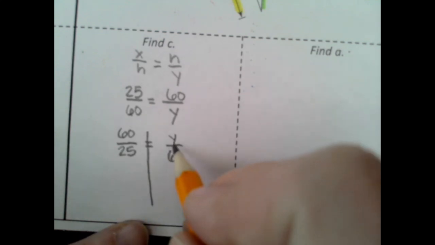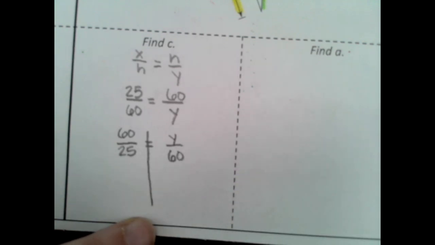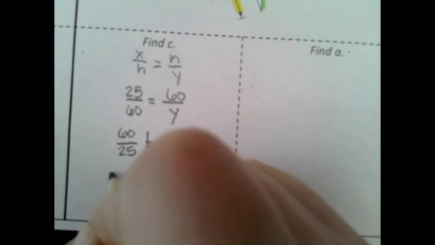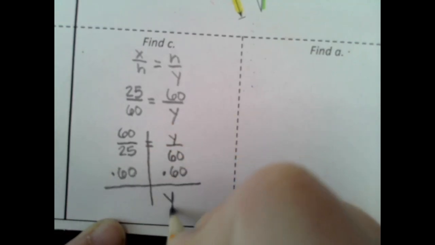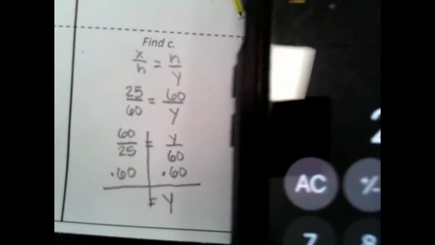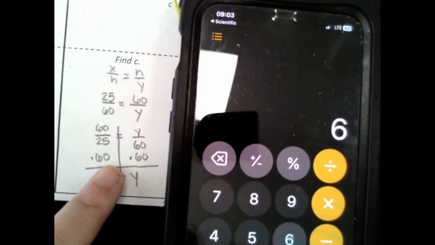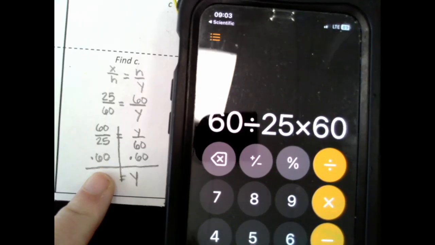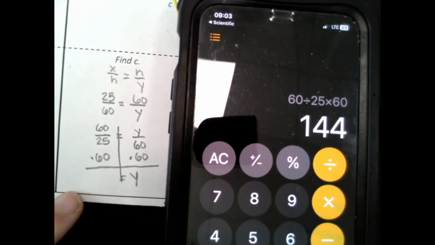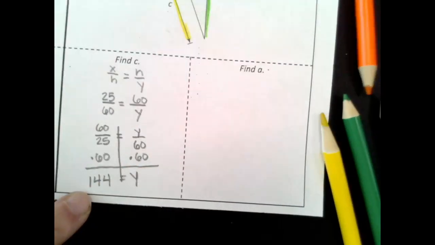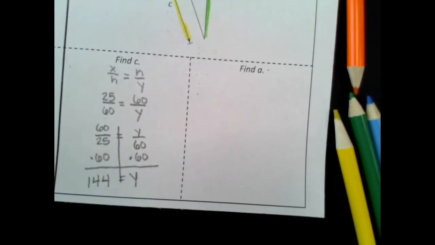And then we just have to undo a dividing by 60. So how do we undo a divide by 60? Multiply by 60. Okay, we throw that into our calculator. 60 divided by 25 times 60 is 144. So let's find where y is on our diagram and label that as 144.